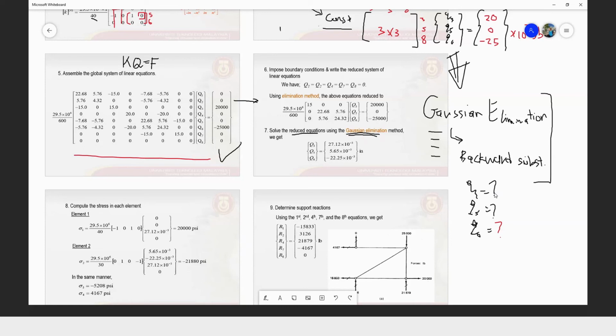I have been teaching these finite elements starting from, I think, 2011, 2012.